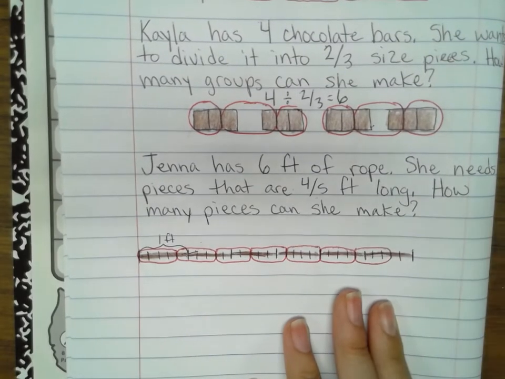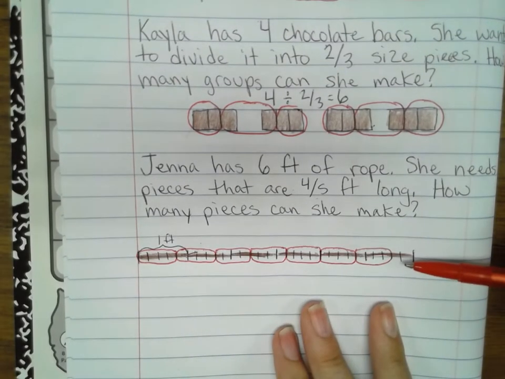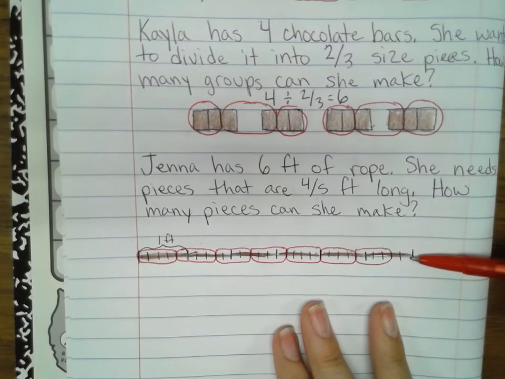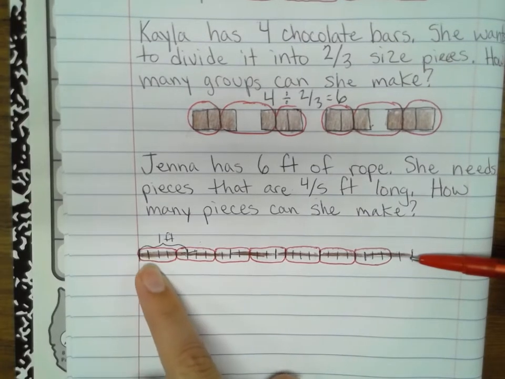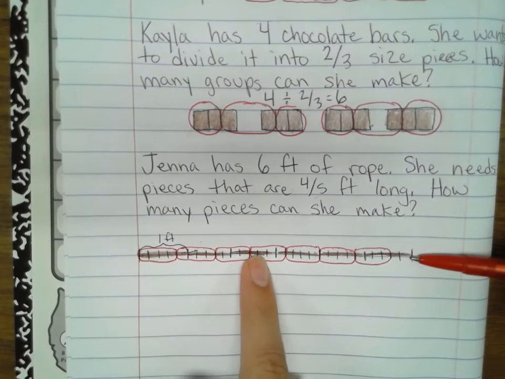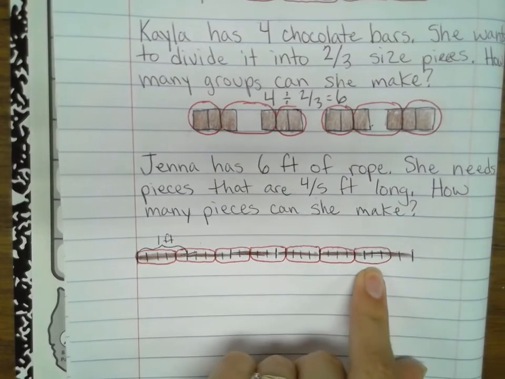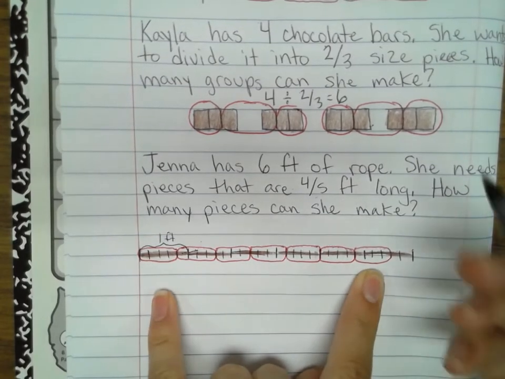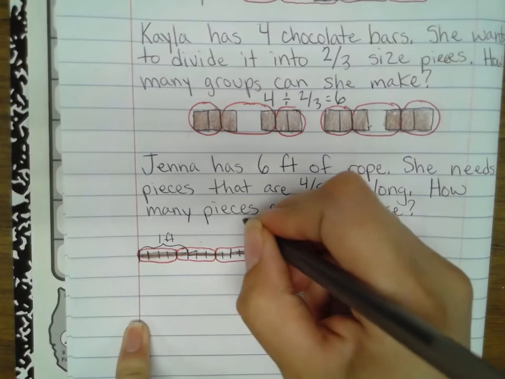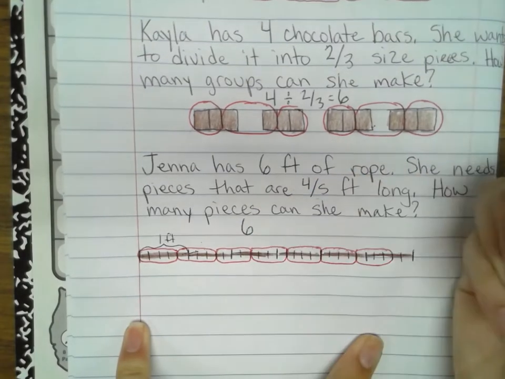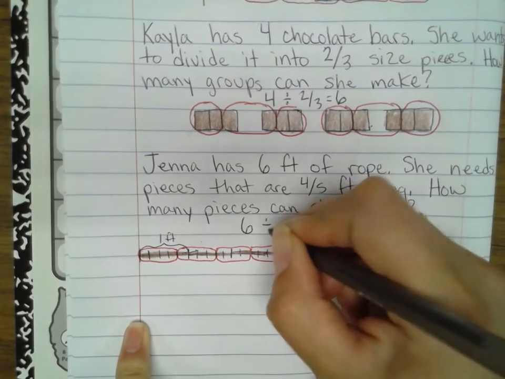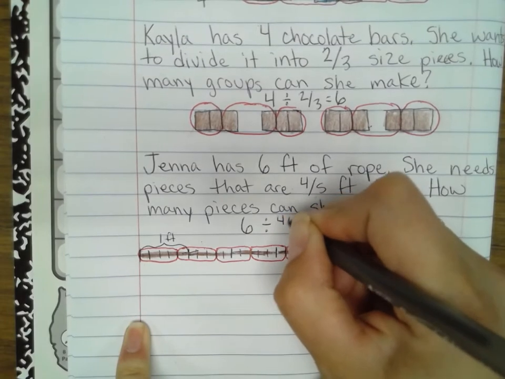Okay, now looking at this, the last part is not a complete unit. So here would be a remainder, right? So if I've broken this up into 4/5, I have 1, 2, 3, 4, 5, 6, 7 complete pieces. So my number sentence that would go with this, I have 6 feet of rope, and I'm dividing that into groups of 4/5.